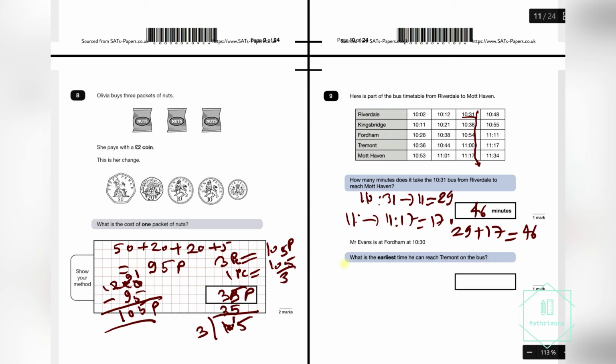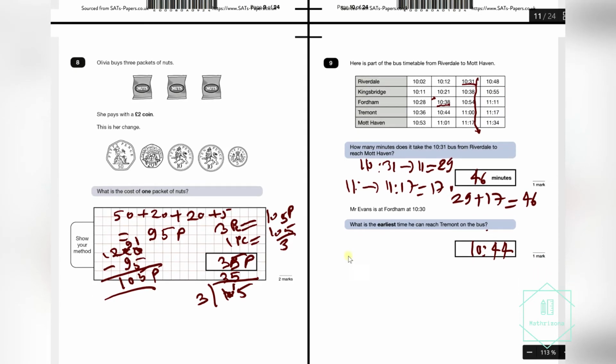Next question. Mr. Evans is at Fordham at 10:30. What's the earliest time he can reach Tremont on the bus? From 10:30, the next bus after 10:30 is 10:38, which reaches Tremont at 10:44. So that is the earliest he can reach Tremont, at 10:44. Moving on to the next question.